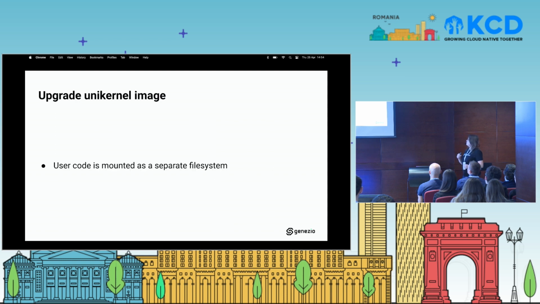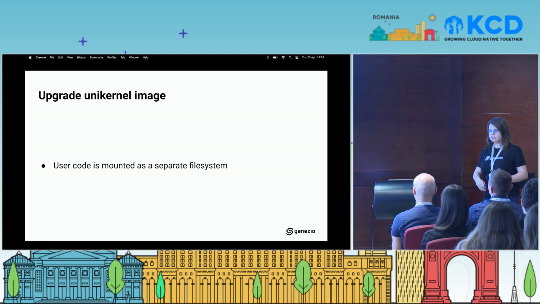OK, so we also want to upgrade the unikernel image. What that means is that unikernels are also evolving, and they are releasing new versions. So once a new version is released, we want to push this unikernel image to each of the instances that we are running on the cloud.